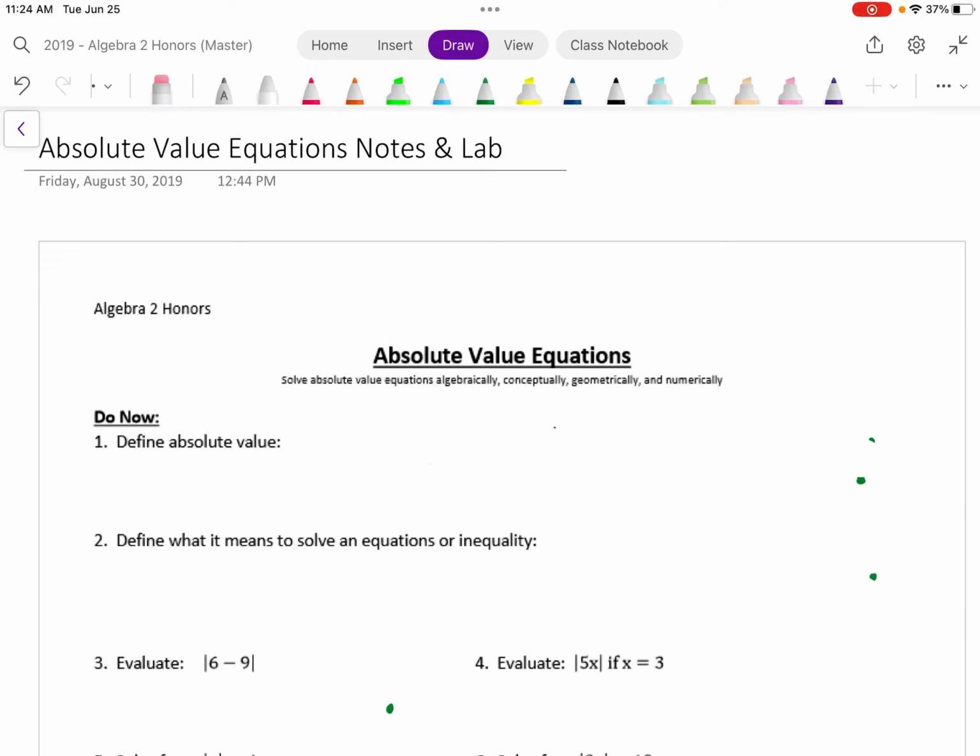Hi, everyone. What we're going to be working on today is the absolute value equation notes and lab. There's a couple of things we need to go over. First of all, some important definitions, but also I wanted to discuss what our expectations are, which is that these notes and the lab that goes with the notes, which is all in one document, needs to be filled in by the time this is due.